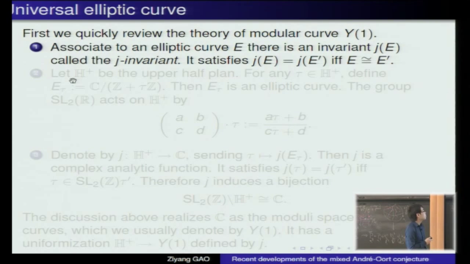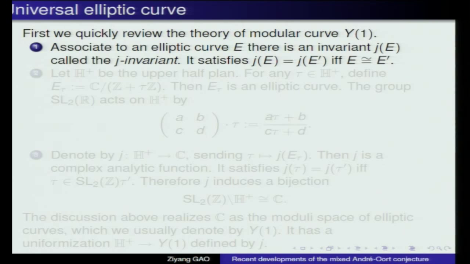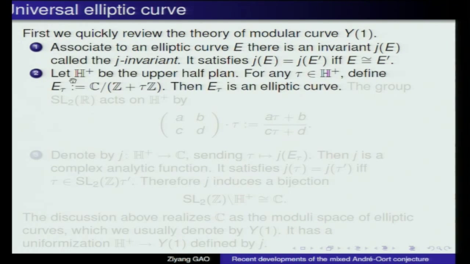Associated to an elliptic curve, there is an invariant called the J invariant, and it satisfies the property that two elliptic curves are isomorphic to each other if and only if their J invariants are the same. Second, let's take H plus, the upper half plane. Then for any point tau in H plus, we can define the quotient of C by this lattice Z plus tau Z. And then this E tau is an elliptic curve.